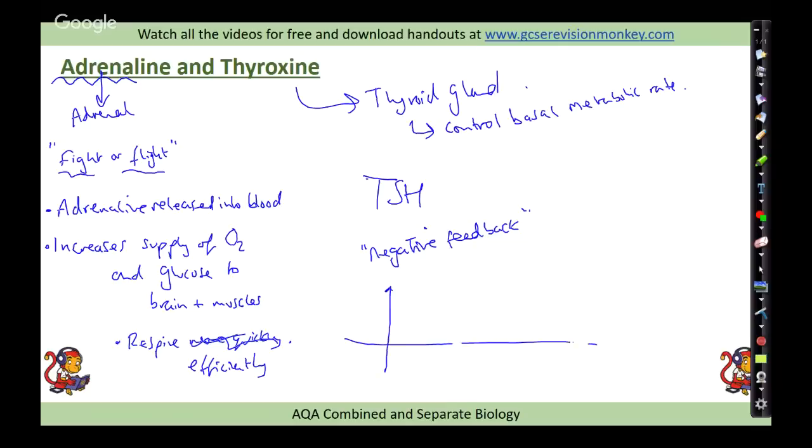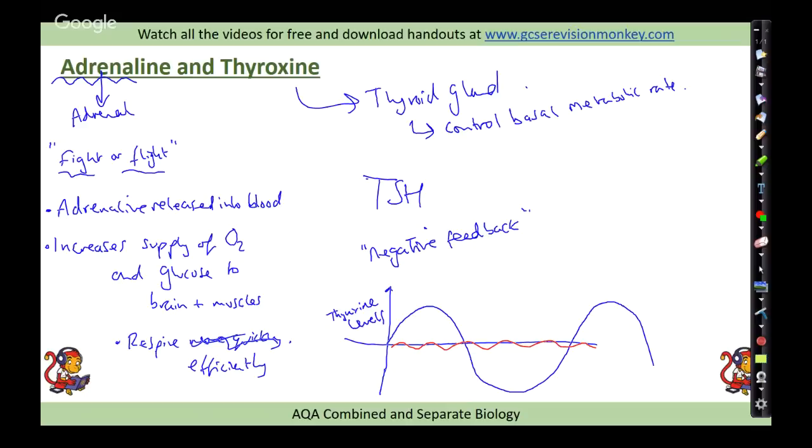For example, if we sketch out our thyroxine levels, if this is maintaining our basic metabolic rate, we wouldn't really want it to go up and down like this. We would want it as much as possible to stay at this optimum level. However, they will go up and down, but they are controlled by negative feedback.